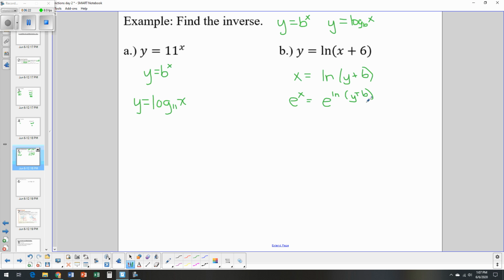Okay, so e to the x equals e to the natural log of y plus 6. On this side, those two parts get to cancel. So I get e to the x equals y plus 6, and I just have to solve for y. I could do that by getting rid of the 6. So now I have e to the x minus 6 equals y. And that is my inverse. All right, I apologize for that.